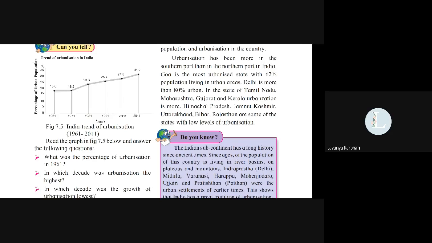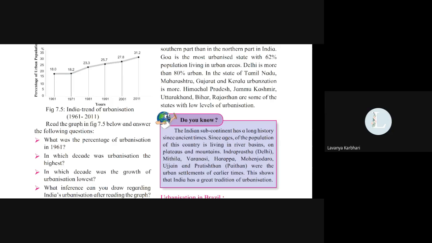In 1981, 23.3%. The population increased, 5% increase in 10 years. 1991, 25 years. It means the urbanization of India is having very steady and slow growth. Okay, but it is very steady one. So in the next survey, the percentage of population which lives in the urban part of India will also increase to more than 31%. Figure 7.5. So this is the data of 1961 to 2011.